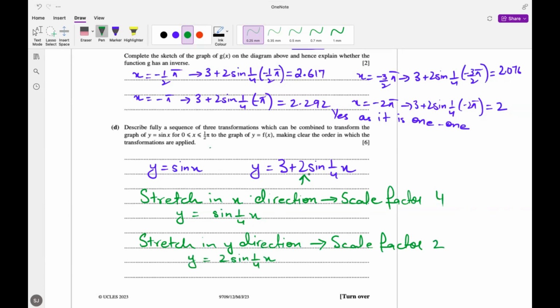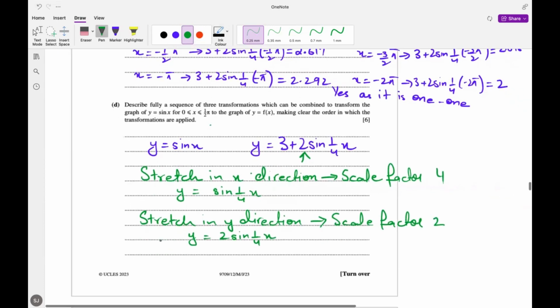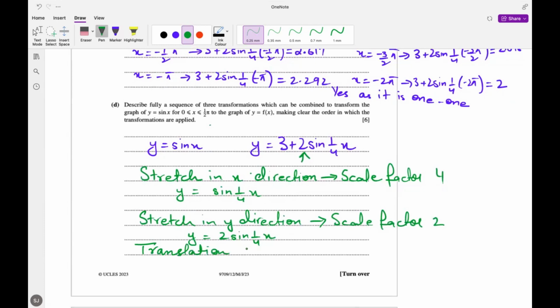And finally, as it is a plus 3, it means it has moved 3 units in the y direction. So finally we'll translate. There is no movement in the x direction, so we'll just write translation of (0, 3). And that will be the final answer.